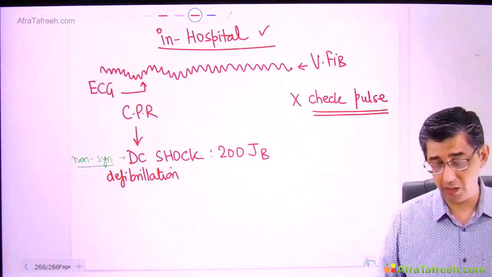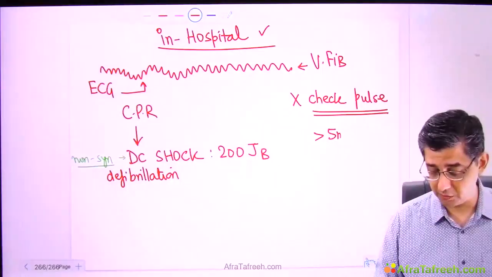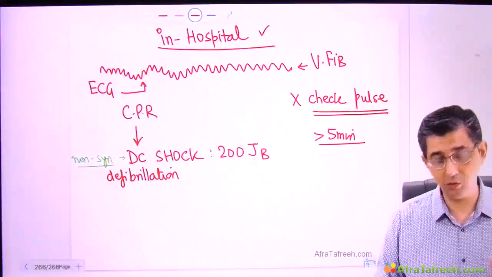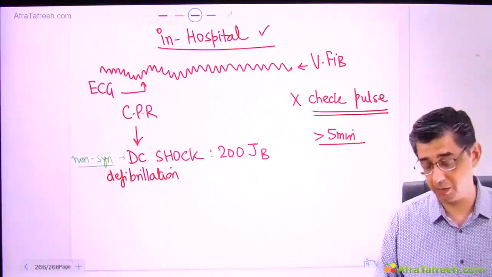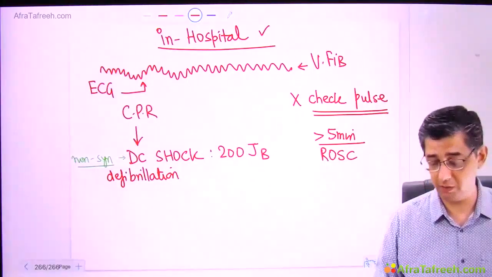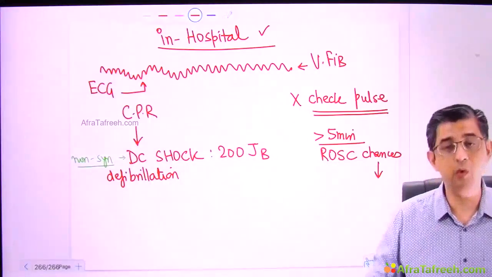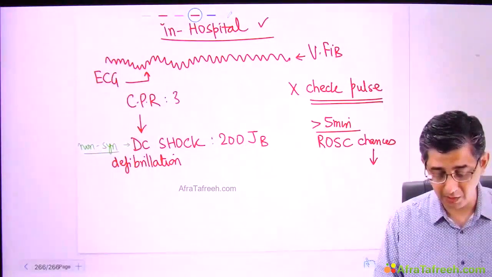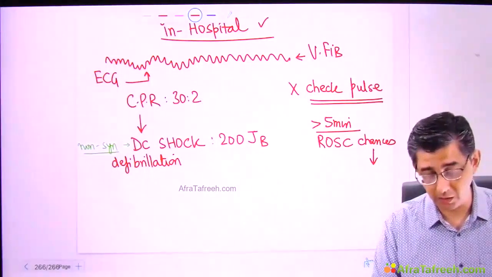I would like to highlight that if a doctor comes after 5 minutes, then the chances of return of spontaneous circulation will definitely be reduced. The treatment of choice remains the same, whether you come after 5 minutes or arrive in the first 5 minutes, that is defibrillation. But as I said, the chances of ROSC, that is return of spontaneous circulation, will definitely be reduced as more and more time elapses. So CPR must be initiated very fast, at a rate of 30:2, that is 30 chest compressions and then 2 rescue breaths.